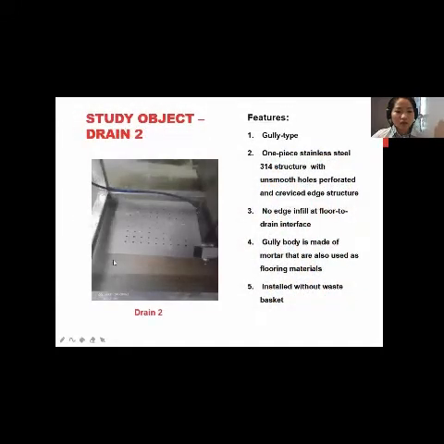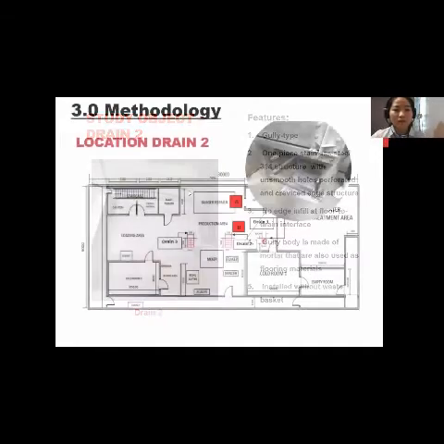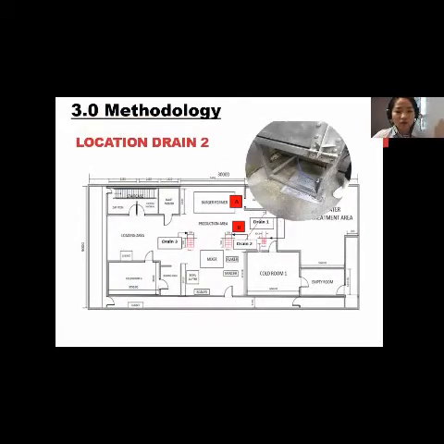And this is the drain tool, which is the only functioning drain inside Factory Y due to location and sloping problem. And it is a GULLY-TYPE drain, but it is just a one-piece stainless steel structure and the surface is very rough. And there is no H-in fill at the floor drain interface, so there will be potential wastewater accumulation. And the gully body is just made of porous material, and there is no waste basket also.